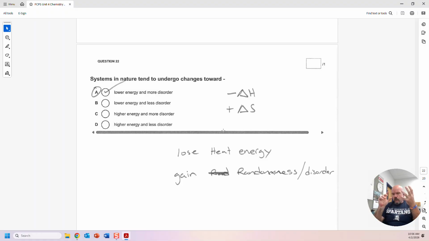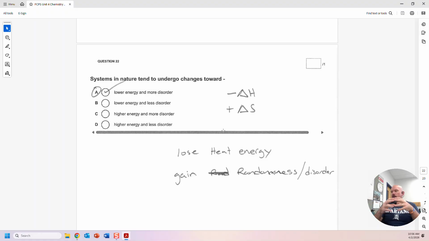So what drives favorability? Well, by nature, we're going to invoke the universe on this one, right? Things are losing heat over time. The universe is losing heat over time. We're getting colder and colder over time. So processes that release energy tend to be favored. So in terms of enthalpy change, a negative delta H is favored.